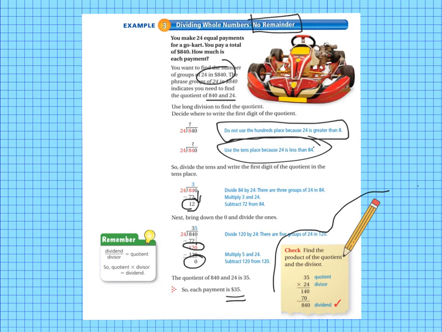Here's another thing that we need to write in our notebooks. We check: we find the product of the quotient and the divisor, so we go back and we multiply. So 35 times 24 equals 840. If you get what you started with, then you did everything correctly.